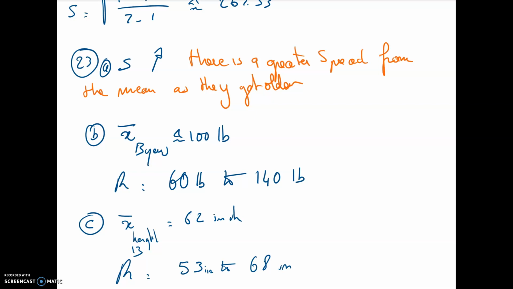Number 23. So in number 23, we have a boy's physical development from 1 to 18 years. We have two different kinds of graphs on the same picture. We have a graph corresponding to the weight, and we have a graph corresponding to the height, going from 1 to 18 years old.